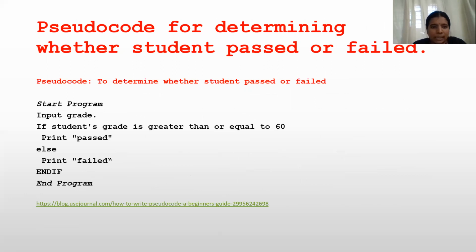So let's take up a simple example. What does pseudocode mean to all of us? So start a program. We are trying to determine if a student has passed or failed. So input the grade. You're reading the grade of the student. If the student's grade is greater than 60, print passed, else print failed. End your if and then end the program.